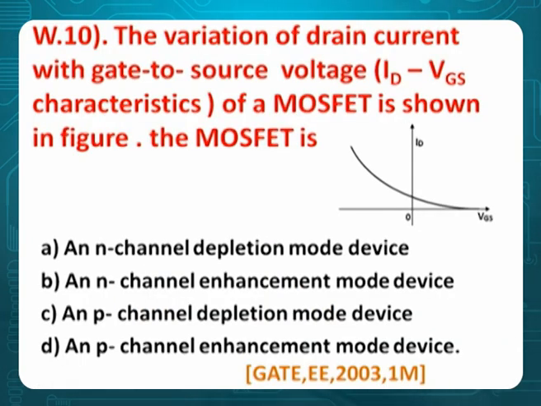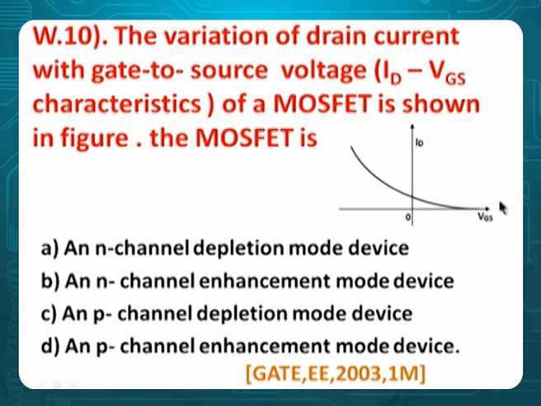Problem 10. The variation of drain current with gate to source voltage, the ID versus VGS characteristics of a MOSFET, is shown in the figure. Then the MOSFET is what? Is it N-channel depletion mode, N-channel enhancement mode, P-channel depletion mode, or P-channel enhancement mode?